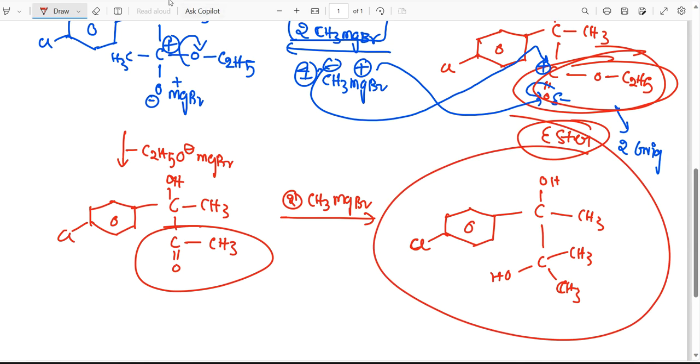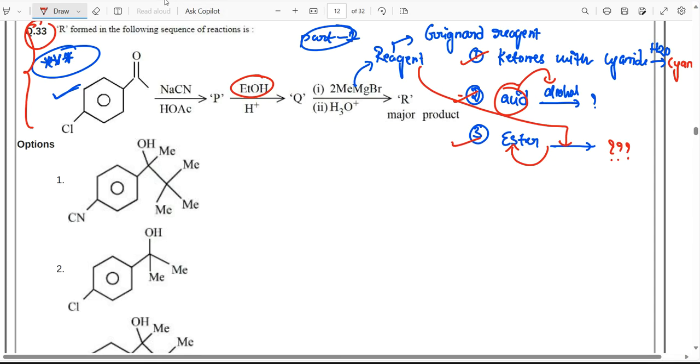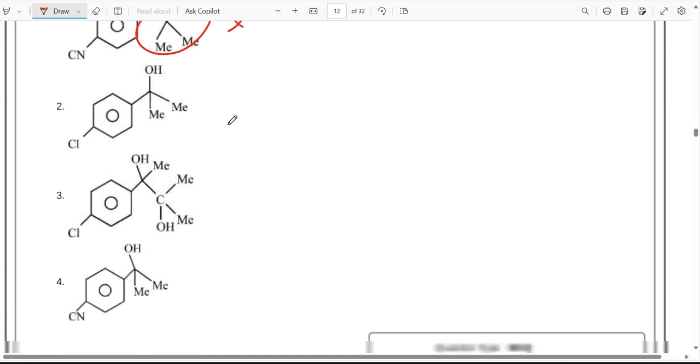Now let us try to identify the given answer in the following. Here three methyl groups are present. This is not the correct answer. Two alcohols and two methyl groups. Here we observe that two alcohols and two methyl groups. So our answer is B, it is our correct answer.